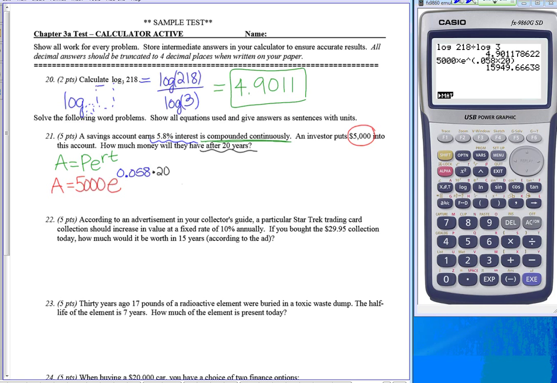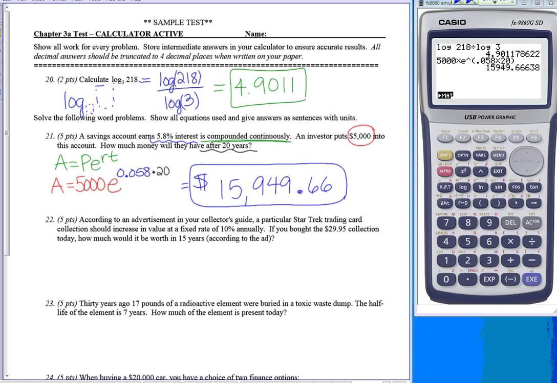I'm going to write this with a dollar symbol because it's money. $15,949.66. Remember, the bank, we could round that up to 67 cents, but banks often don't round in our favor. So I'll just truncate. So for money, I'll go ahead and truncate to 2 places. For the other ones, I'm going to give 4 decimal places.